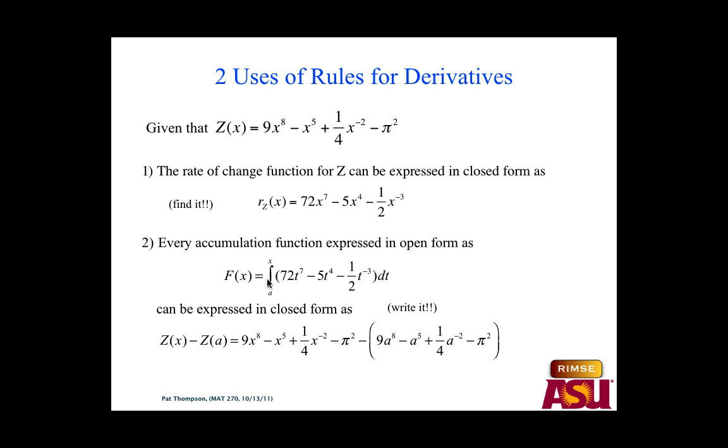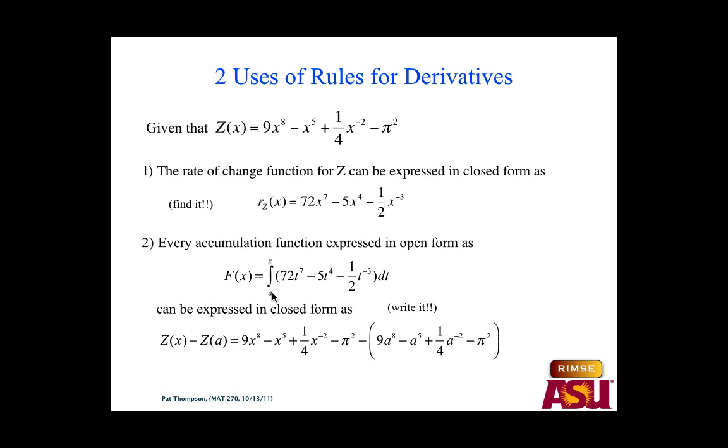These two express the same thing. This integral from a to x of 72t to the 7th minus 5t to the 4th minus 1/2 t to the negative 3rd dt means the same as, and has the same values for any value of a and x as, this long, messy expression here. Although it's an open form and feels like it's not done, this succinct form here means all of that. They have the exact same values for any a and x.